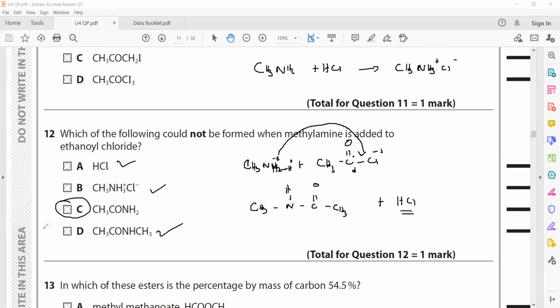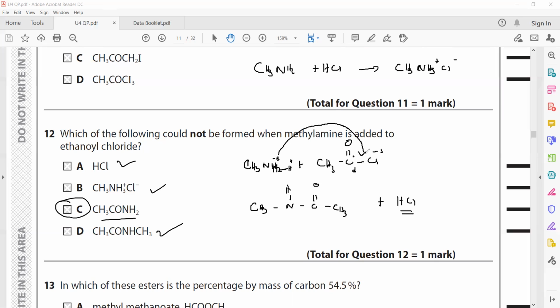So ethanamide is not formed. Basically, ethanamide is formed when ammonia reacts with ethanoyl chloride, or ammonia directly reacts with CH3C double bonded with O and Cl. Is it clear why C is not the possible answer? Because it cannot be formed here when an amine, like methylamine, reacts with ethanoyl chloride.